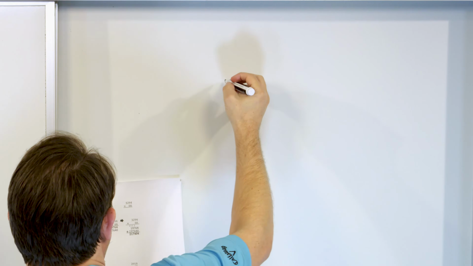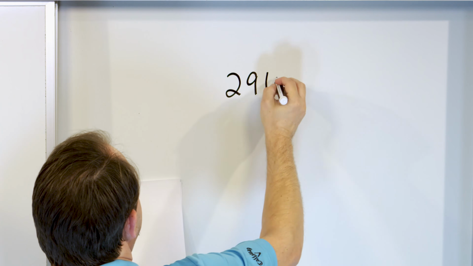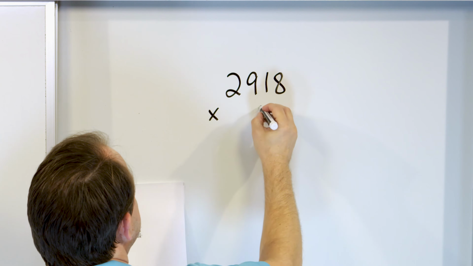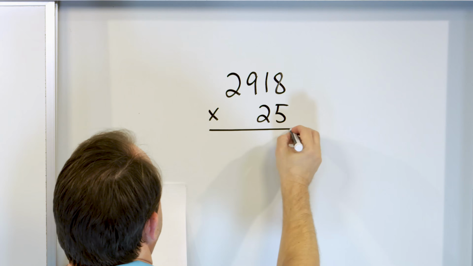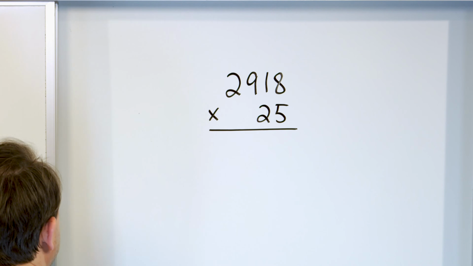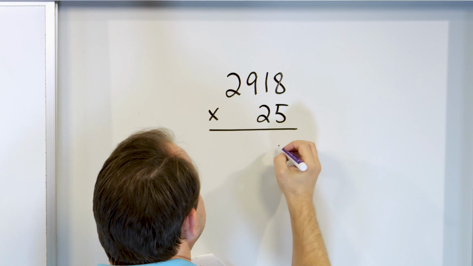All right. Now, actually, I only have one more problem, and this really will be the last problem of the entire lesson. Let's take a look at 2,918. We'll multiply that by 25. All right, always start on the right. 5 times 8 is 40.